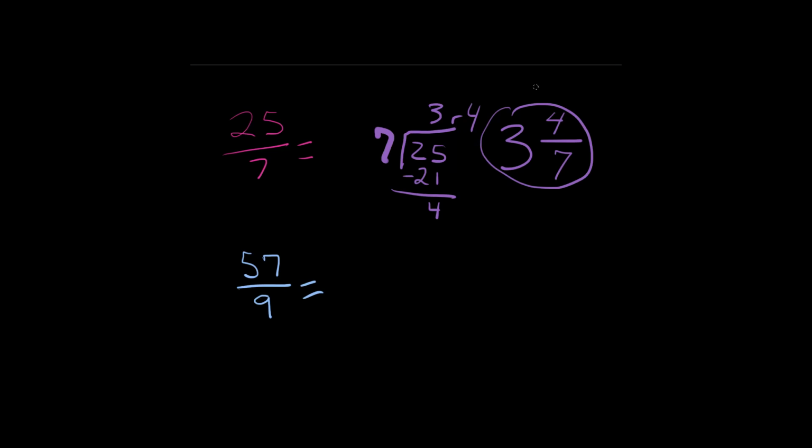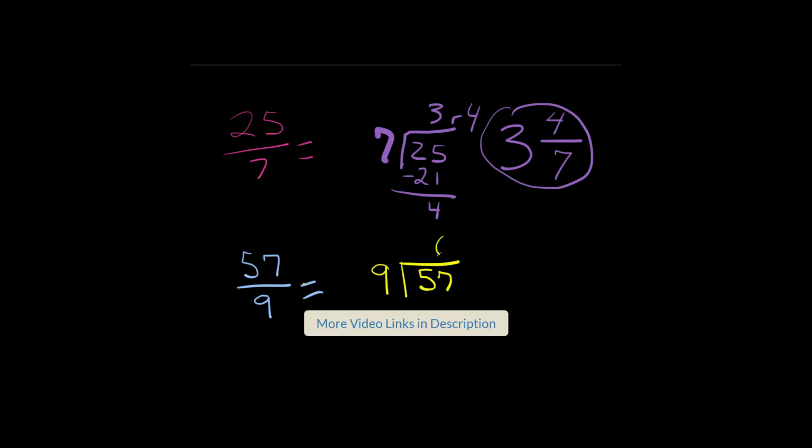All right. So let's take a look at our second example here. So this time we have 57 over 9. All right. So in this case, we're going to have 9 going into 57. Same thing, mental math, hopefully. You're going to say 6, remainder 3. Why? Because 6 times 9 is 54, and we subtract and get remainder 3. Same thing. Whole number answer is 6.